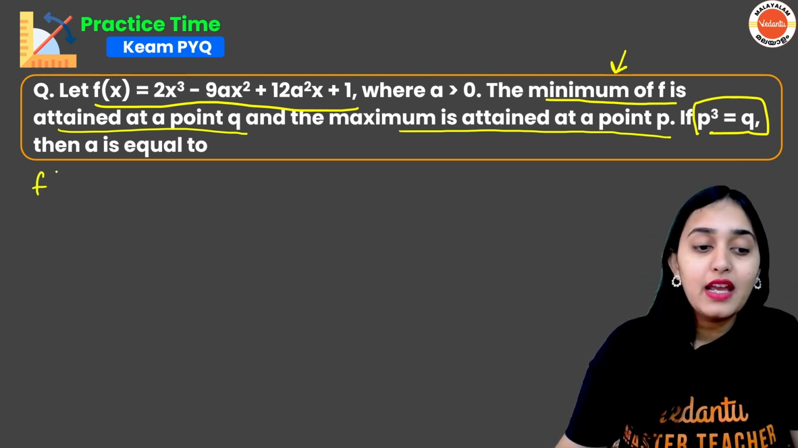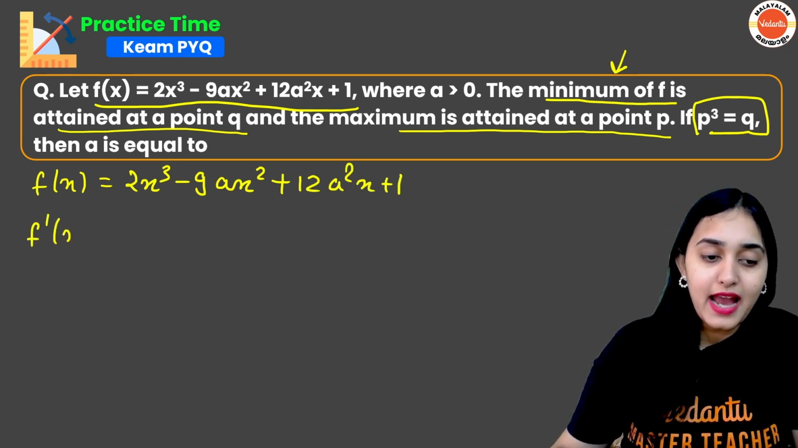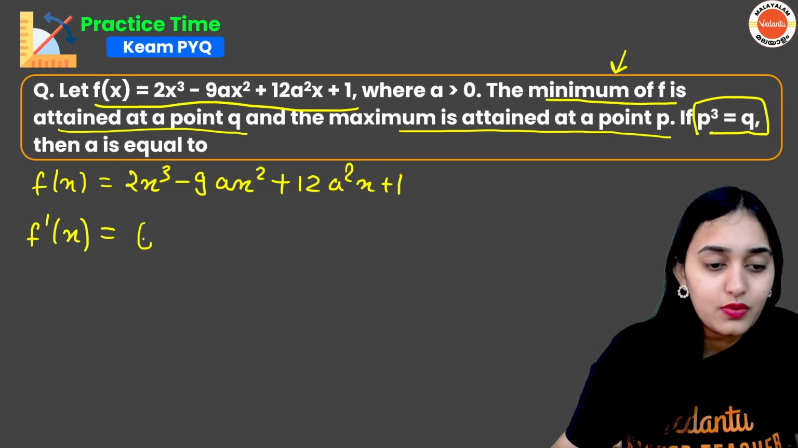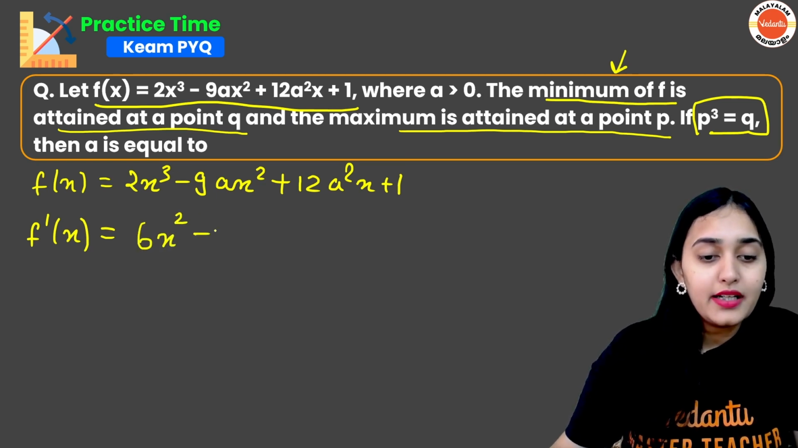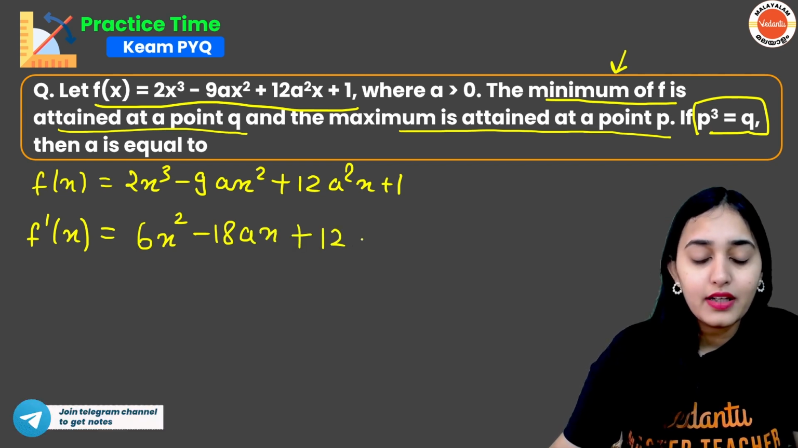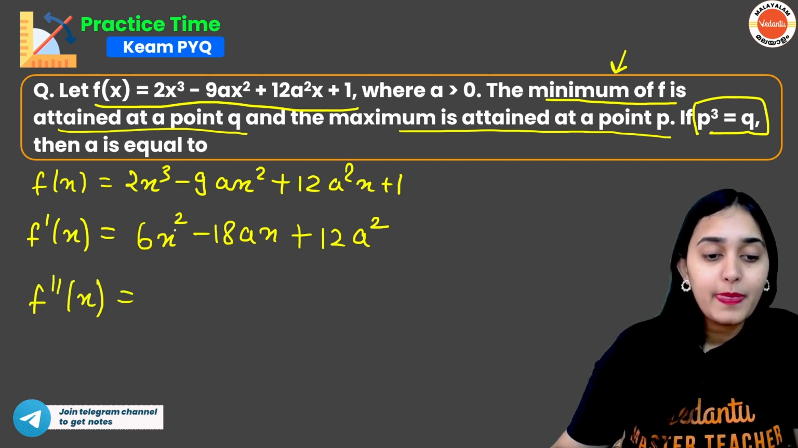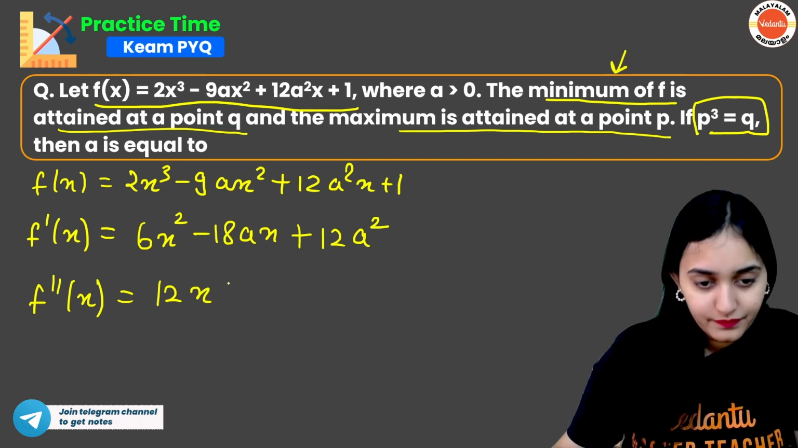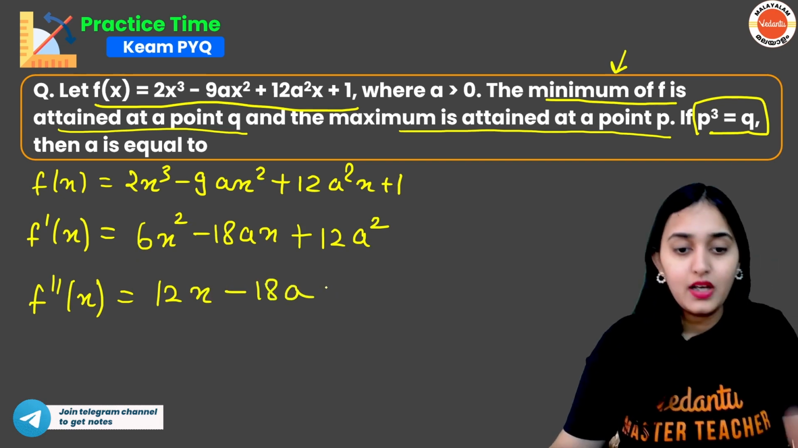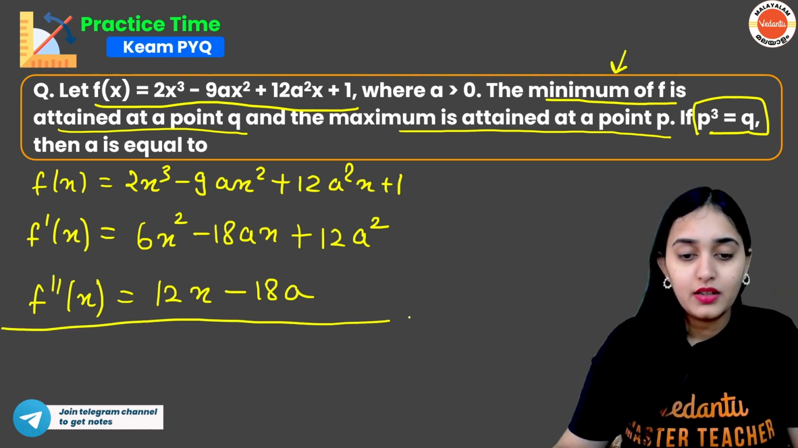So, step number 1, f of x is 2x cube minus 9ax square plus 12a square x plus 1. Then I will find f dash of x. f dash of x is 3 2s are 6x square, 9 2s are 18ax, plus 12a square. Now I will also find out f double dash of x. 6 2s are 12x minus 18a. So this is f double dash of x. Clear? Now till here we are clear.